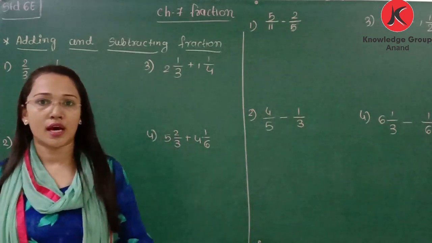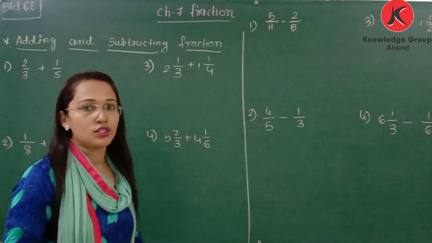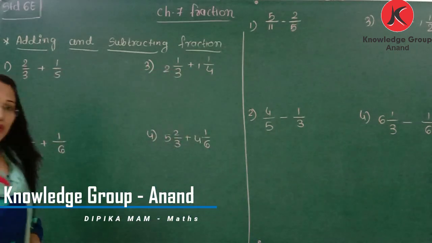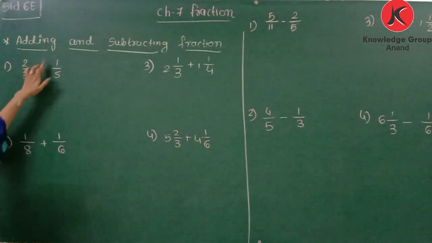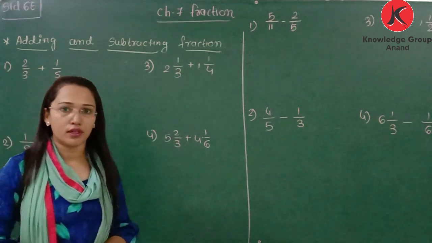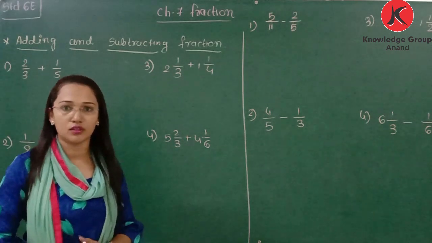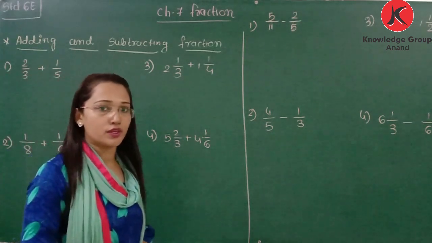Now today we will start the addition and subtraction of unlike fractions and mixed fractions. So let's take some examples to understand. Here first, 2 by 3 plus 1 by 5. Whenever unlike fractions are given. Now what are unlike fractions? If the denominators are different, then it is called an unlike fraction.